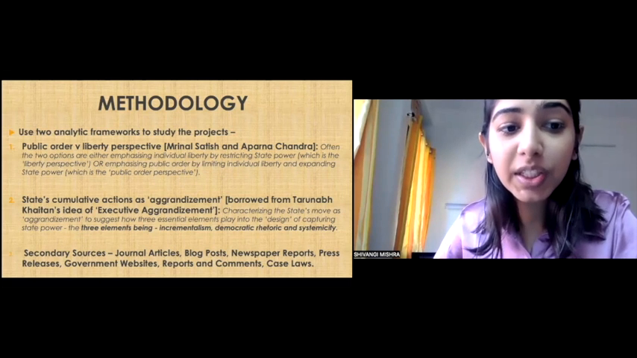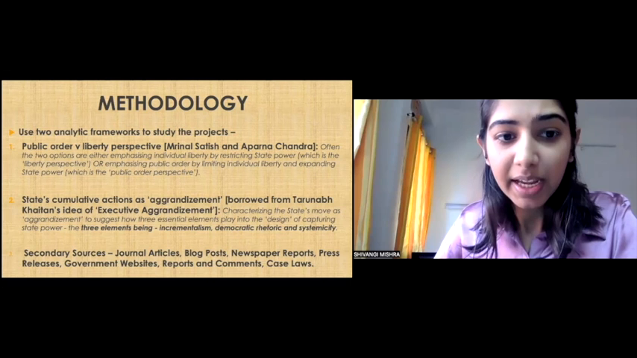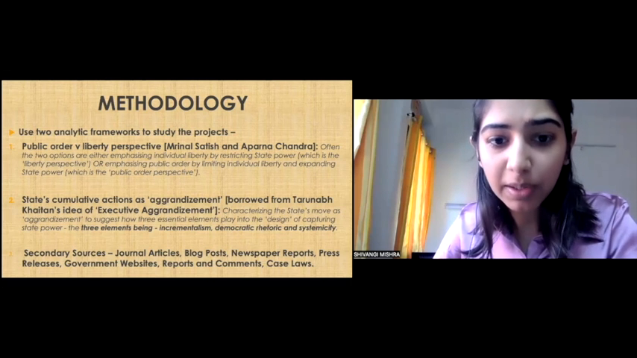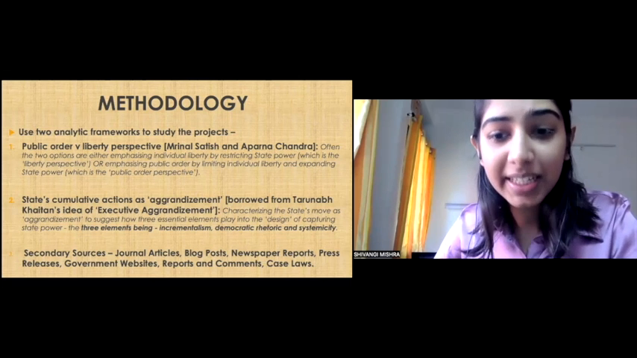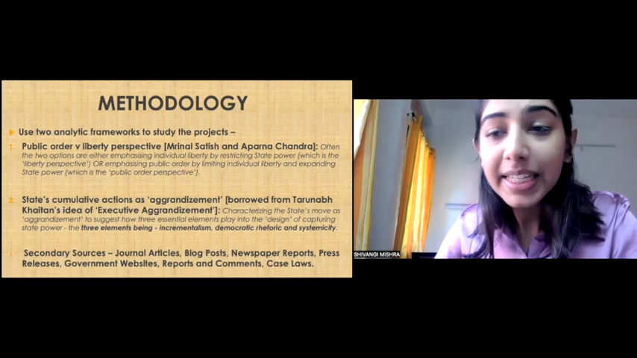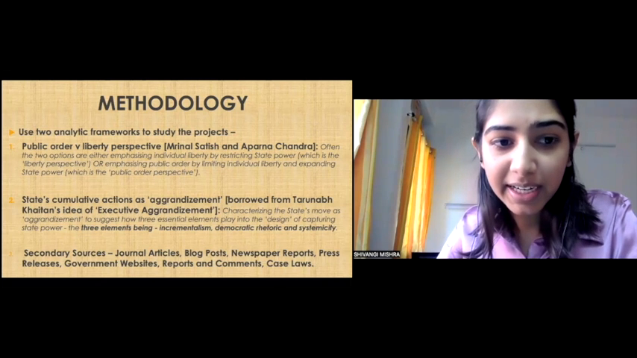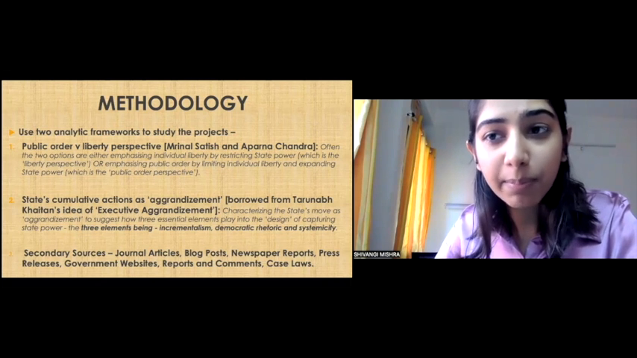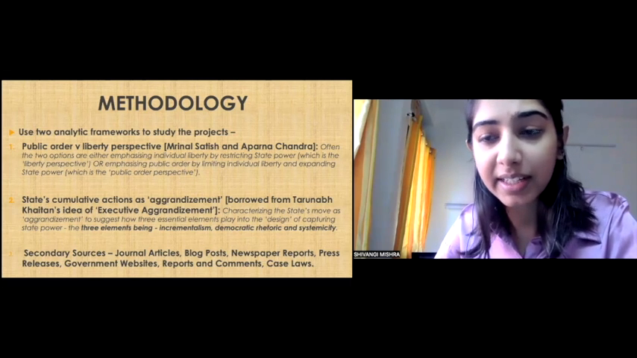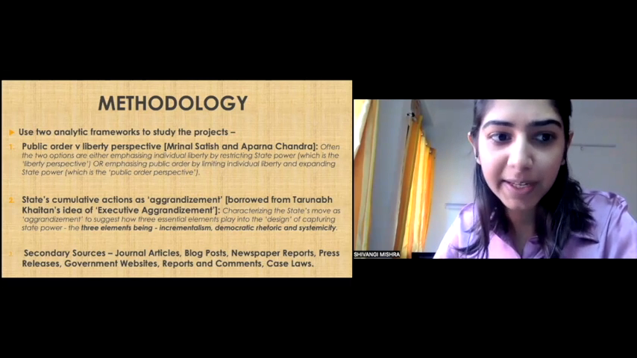I play into the three essential elements which form into the design of capturing state power. The three elements being incrementalism, democratic rhetoric, and systemicity. This characterization of aggrandizement is a borrowed but modified version of Khaitan's idea of executive aggrandizement in developing countries.